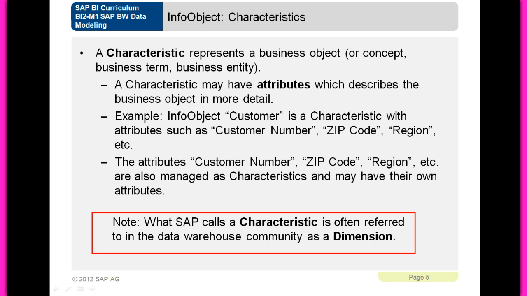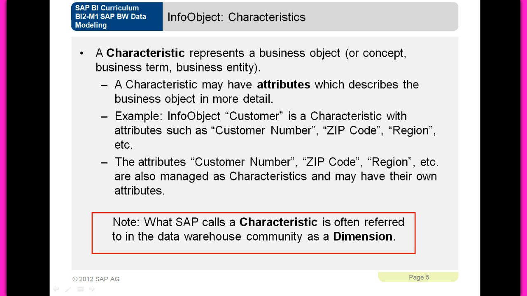What are characteristics? Characteristics represent a business object, but they have attributes which describe the business object in more detail. For example, an info object customer is a characteristic with attributes such as customer number, zip code, region, etc. Attributes describe the object. Once again, info objects are similar to business objects.